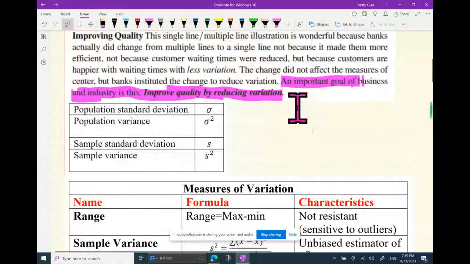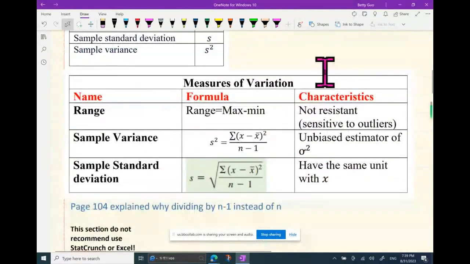Okay, so today, excuse me, we are going to learn 3 types of measures of variation. Yeah, very similar with on Tuesday. On Tuesday, we learned measures of center. We had 4 different measures of center. And today we measure another different statistic. It's called variation. And we're going to learn 3 different types of measures of variation.